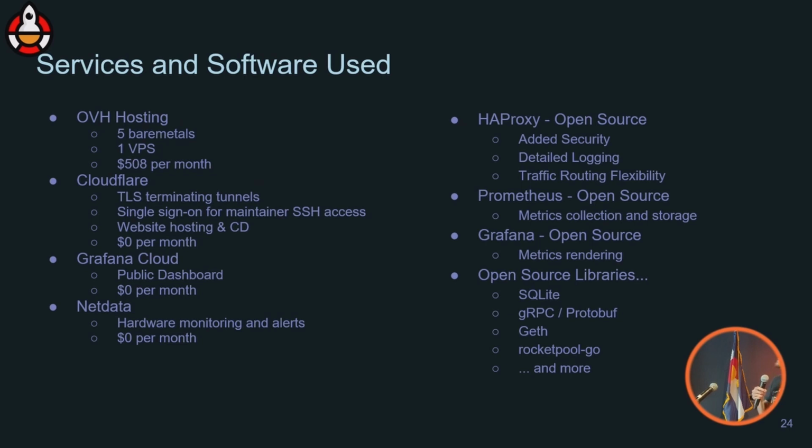We use HA proxy. It just gives us a little bit of extra security and logging, and it gives us the ability to reroute traffic when we have to. And then the regular POM stack stuff, Prometheus, Grafana, and a bunch of open source code libraries like SQLite and stuff like that.